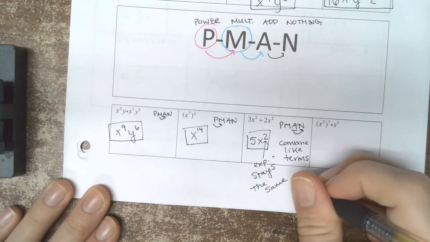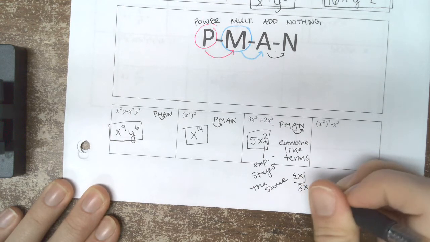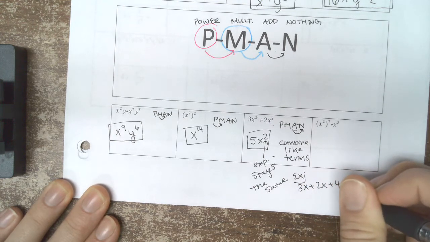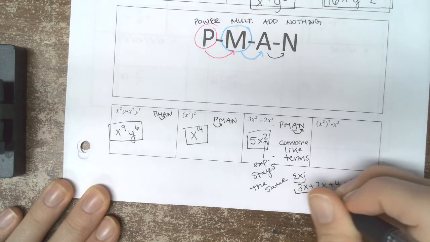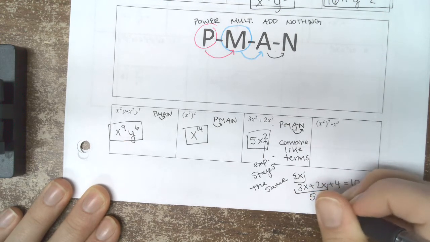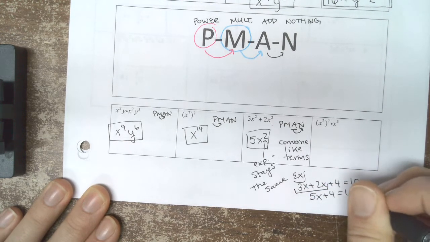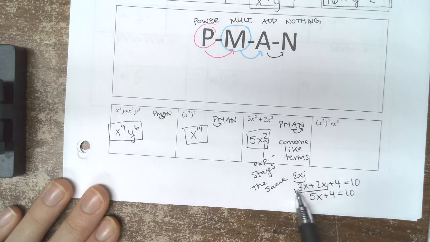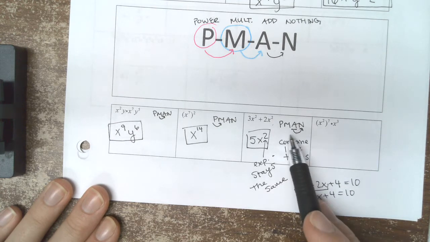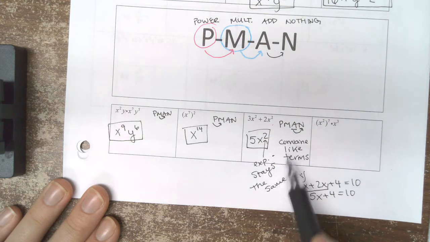It's the same idea as this. If I have 3x plus 2x plus 4 equals 10, and I say, oh, okay, so then I have 5x plus 4 equals 10, and then we could solve for there. We're just combining like terms. Okay, so addition, nothing changes with my exponent. I just combine the like terms.